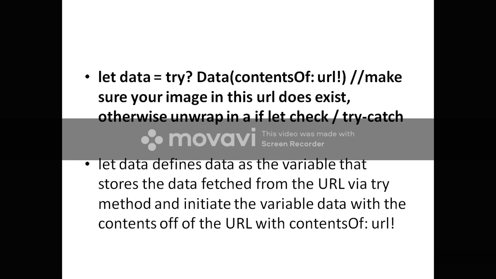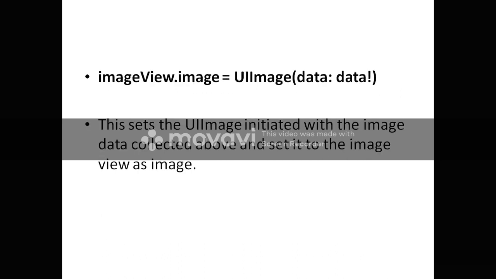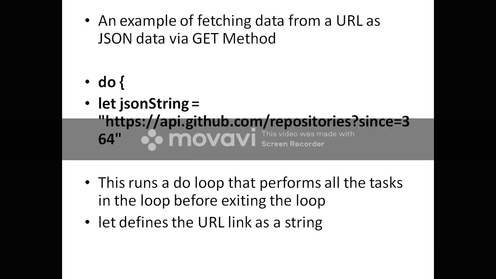Let data define data as the variable that stores the data fetched from the URL via the try method, and initiate the variable data with the contents of the URL. This sets the UI image, initiated with the image data collected above, and sets it to the image view as an image. This is an example of fetching data from a URL as well as JSON data via the get method.